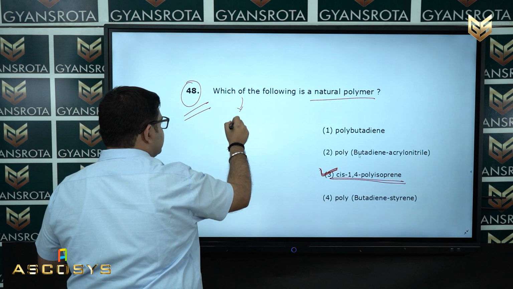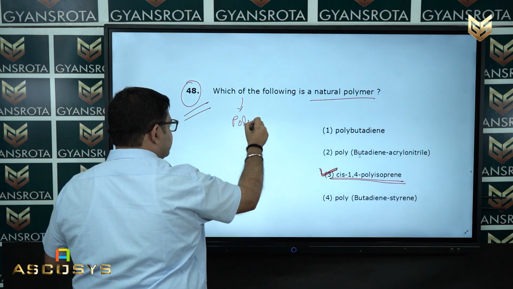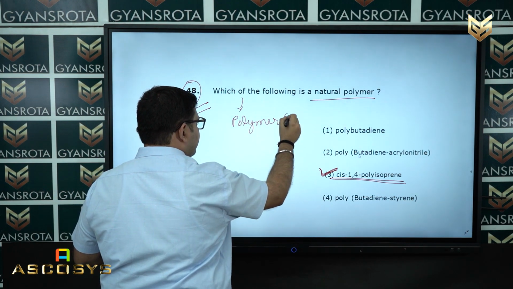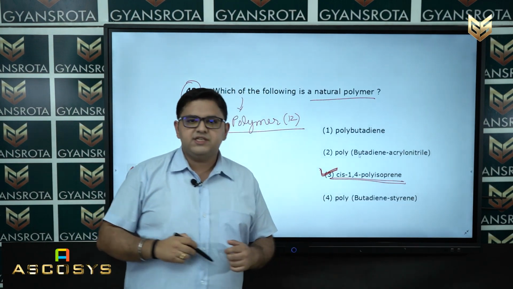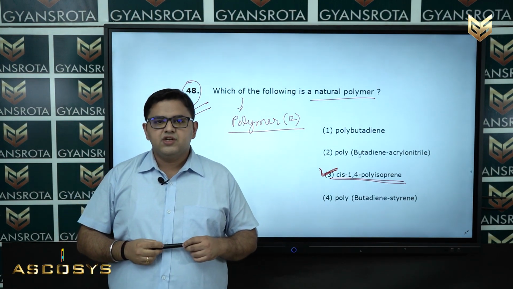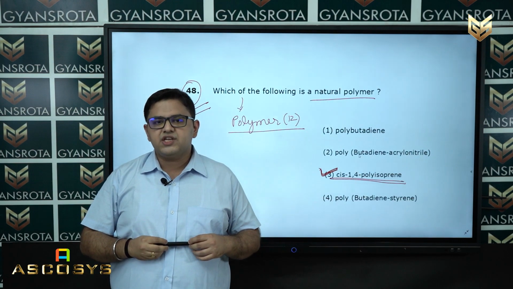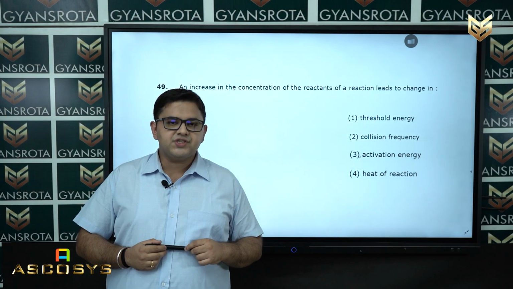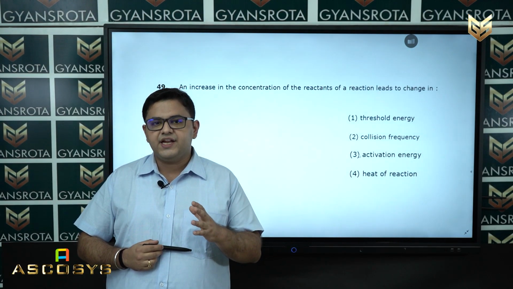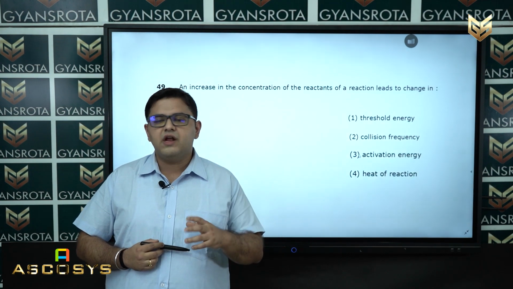So, it is a direct question from your polymer chapter of your class 12 NCERT. So, from polymer and biomolecules, they give you the direct questions. So, now we are moving to the next question, that is question number 49. So, question number 49 is on your screen. An increase in concentration of the reactants of the reaction leads to change in. So, this question comes from your chemical kinetics chapter of your class 12 NCERT.